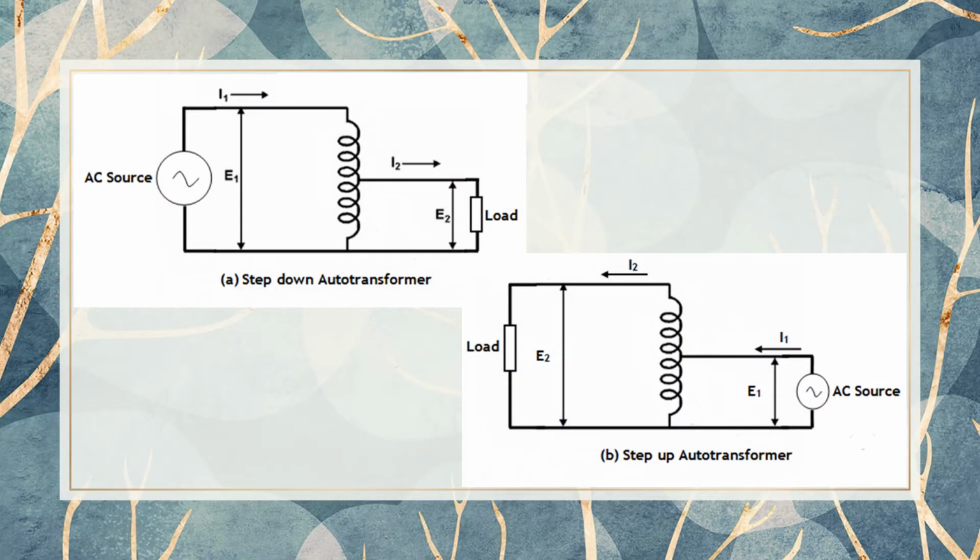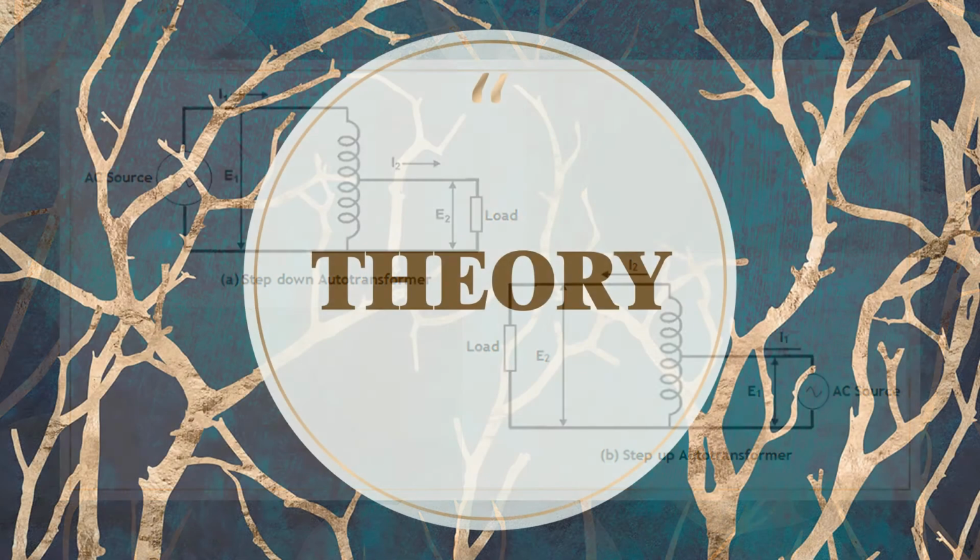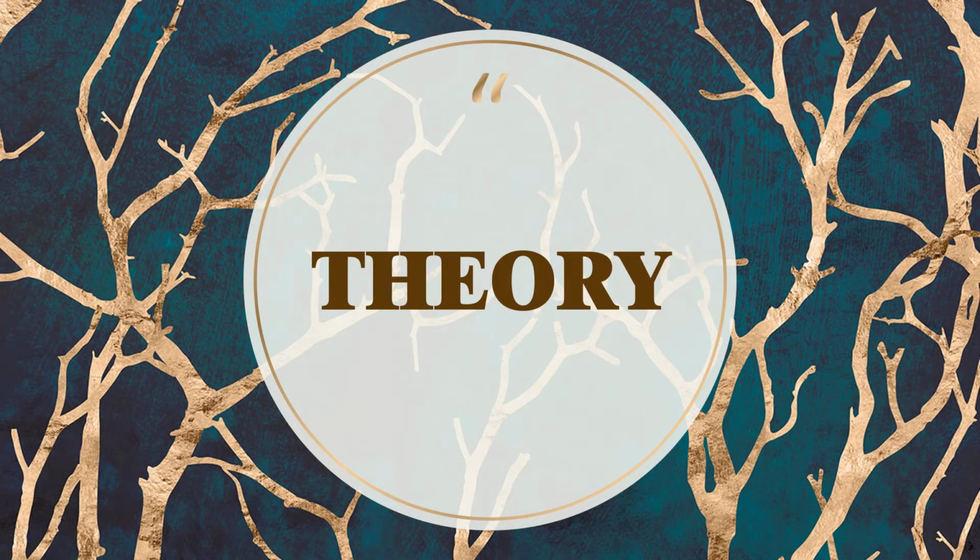Since an autotransformer is a special type of transformer, meron din tayong tinatawag na step down and step up. So, kung i-compare natin yung autotransformer sa ordinary dual winding transformer, magkakaiba lang sila doon sa circuit diagram pero same pa rin sila sa working principle sa pag-step up at pag-step down. Since na-define na natin kung ano yung definition or kahulugan ng autotransformer, let us move on to the theory.